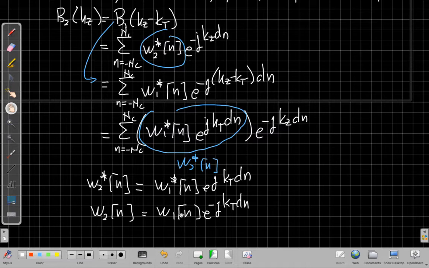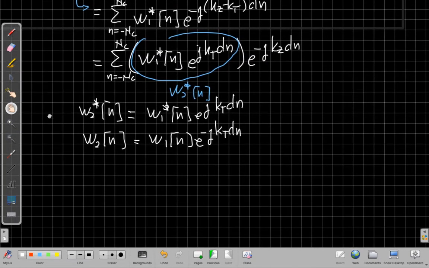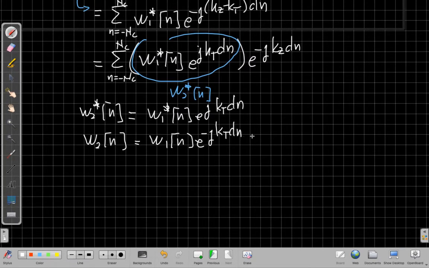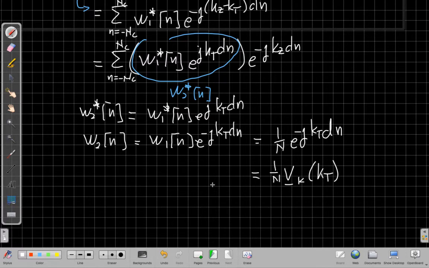And remembering that W1 is just all ones except for 1 over N, once I plug that in for W1, I get 1 over N, e to the minus j kt dn, which we can recognize as 1 over N times the array manifold vector for the steering direction. So this is an important idea: our weight vector is what is called the conventional beamformer or the delay-and-sum beamformer.